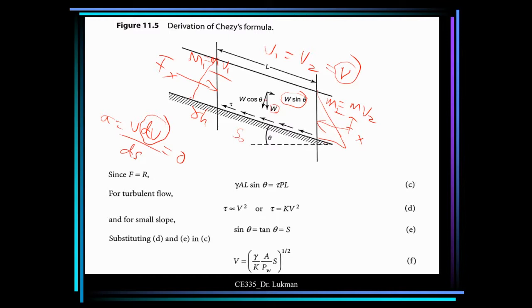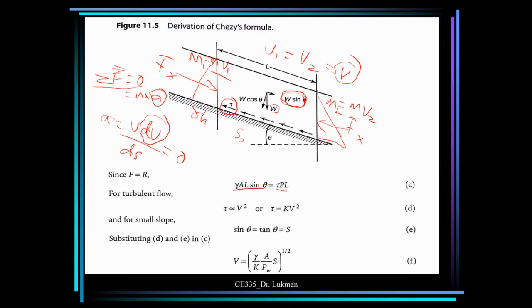So you are left with only the gravity force, W sin theta, and the shear force, and these two are equal now. From Newton's law, the sum of all forces acting should be equal to zero in this case, because there is no acceleration. Otherwise it would be equal to ma, but the acceleration is zero. So it is still a case of static equilibrium, because the fluid is moving with uniform velocity. Hence these two forces must be equal.